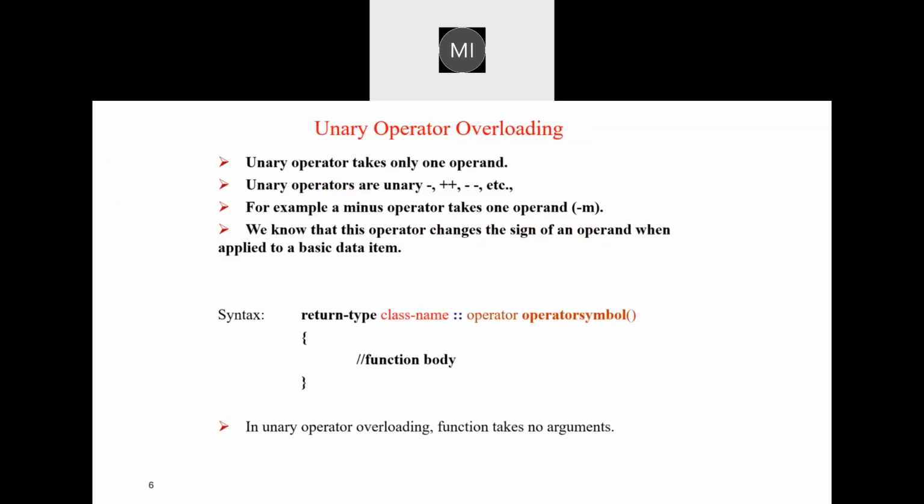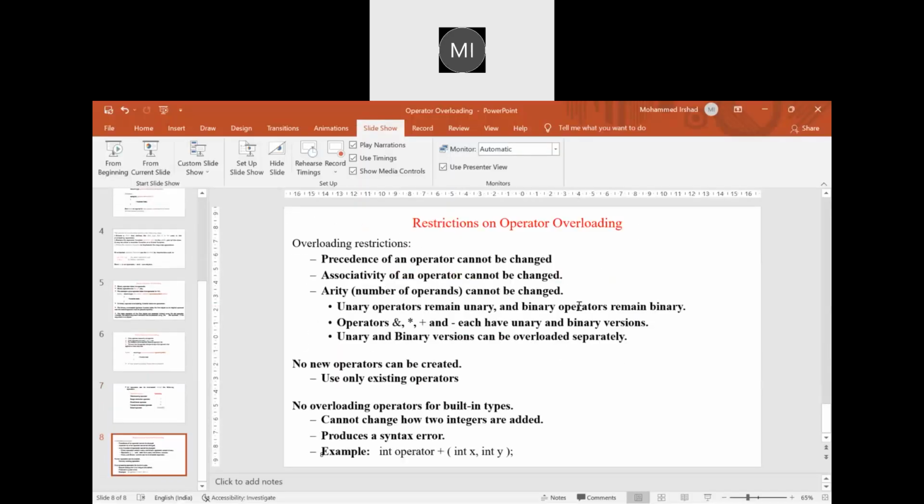Now, if you see this in unary operator overloading, like I said, the increment, decrement operator or unary minus operator are examples of unary operator overloading, where a function does not take any arguments. So this is how the syntax is.